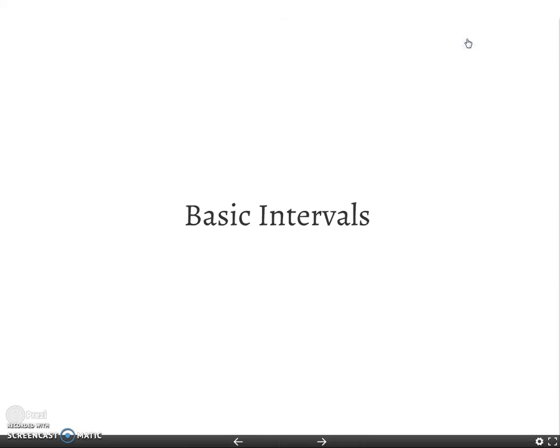Today we're going to learn about basic intervals. This is, in my opinion, one of the very easiest things in music theory because if you can count to 8 and you can go line space, line space, line space, up and down the staff accurately, then you can do intervals.